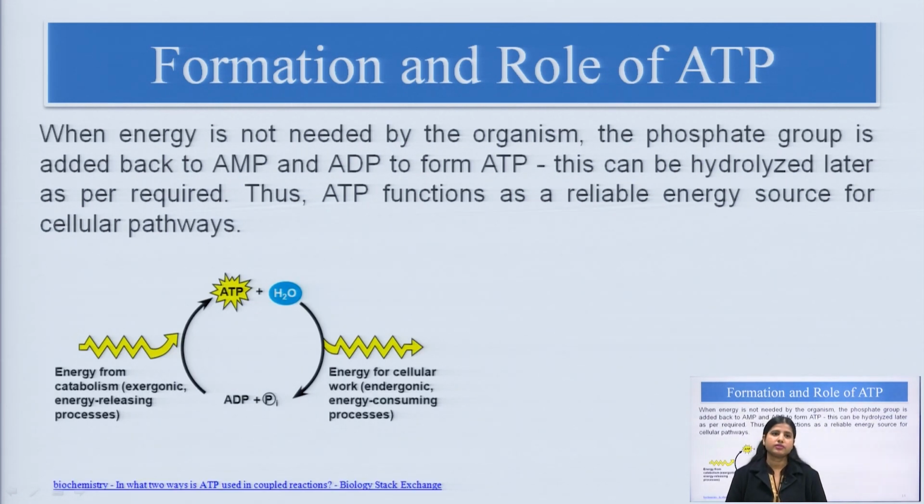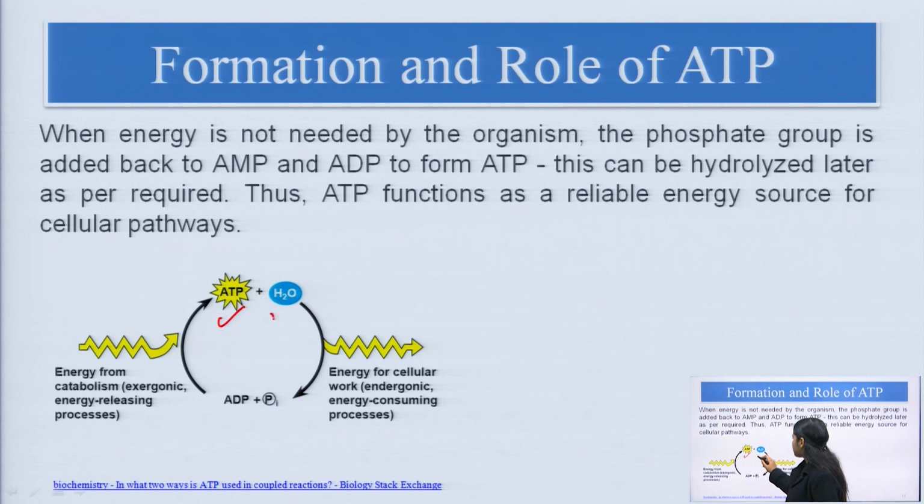Now, you see here in this diagram, when energy is not needed by the organism, at that time the phosphate group is added back to AMP, adenosine monophosphate, or ADP, adenosine diphosphate, to form ATP. When energy is not required, the phosphate will come with the AMP or ADP and form the ATP, that is a stored form. Now, this can be hydrolyzed later as required. Whenever the energy is required, the ATP will further break down into ADP or AMP, releasing its phosphate. So, you can see this diagram here.